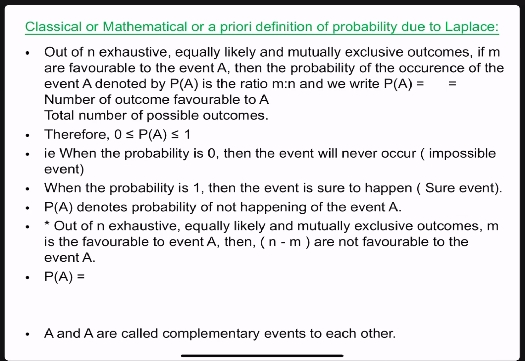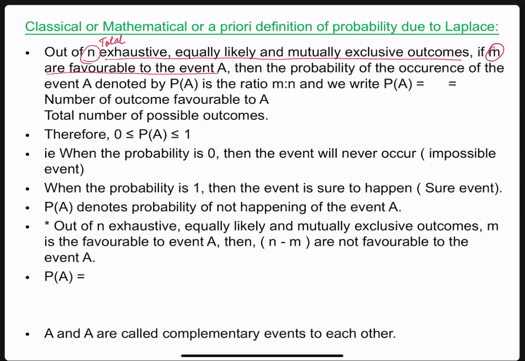Now let us go for the last one. This is how you have to write in the exam if they ask for the classical, mathematical or a priori definition of probability due to Laplace. Out of n exhaustive, equally likely, mutually exclusive outcomes. Don't worry about all those words. It means out of total outcomes, n means total outcomes. If m is the favorable outcome, m are the favorable outcomes of the event.